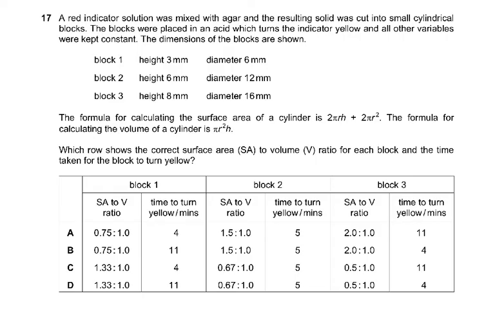Now the formula for calculating the surface area of a cylinder is 2 pi r squared h plus 2 pi r squared. The formula for calculating the volume is pi r squared h. Which row shows the correct surface area to volume ratio for each block and the time taken for the block to turn yellow? Now we need to figure this out. We need to do all the maths for it, and then we will understand how the answer for 17 was C.